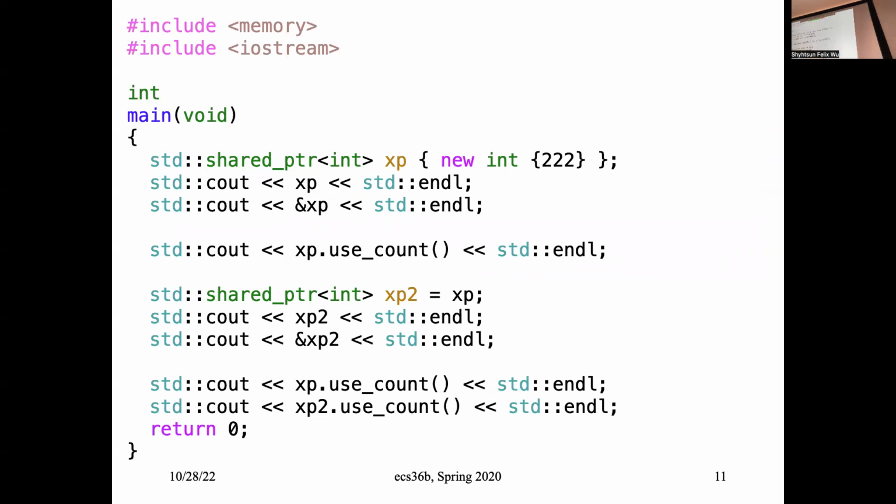So this is a significant improvement over traditional C programming. In traditional C programming, if you don't have the shared pointer and you just have a regular pointer, you have no idea how many variables have been pointing to this one.